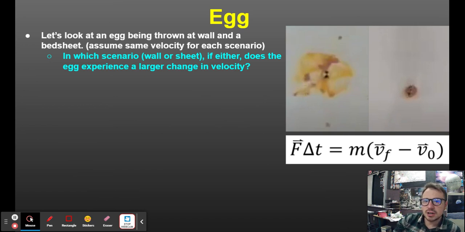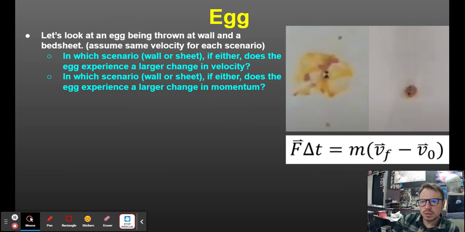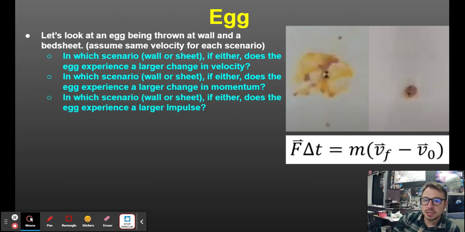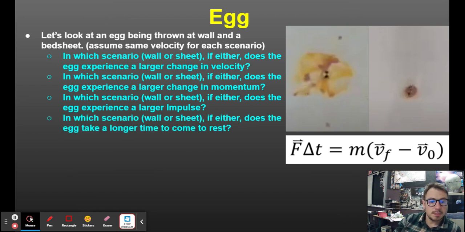In which of these scenarios, the wall or the sheet, if either, does the egg experience a larger change in velocity? Well, what's the end result? The end result is that they come to rest. In which scenario, the wall or the sheet, if either, does the egg experience a larger change in momentum? Well, if it's the same egg and they're going the same velocity and they come to rest, it's going to be the same change in momentum. In which scenario does that egg experience a larger impulse? Well, it's going to be the same impulse because impulse is change in momentum, and they both come to rest.